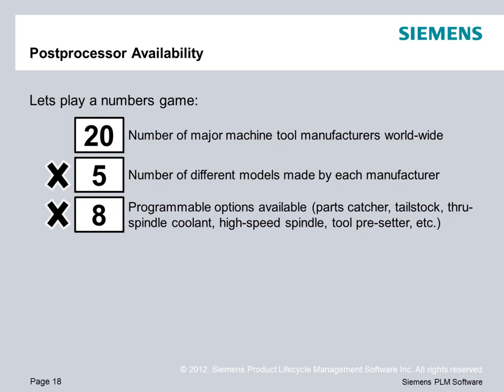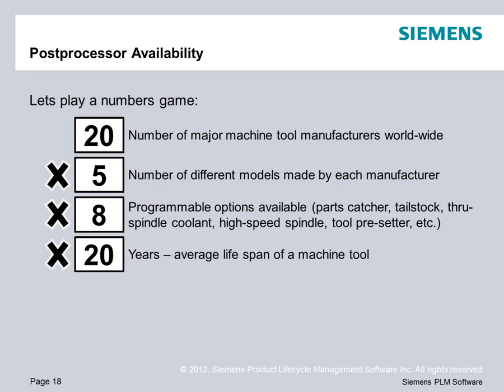Furthermore, let's say that each of those 5 machine tool models that they sell has 8 programmable options. So maybe it's a parts catcher or a tailstock, maybe it's a high-speed spindle, maybe it's vibration detection. There's all kinds of different options that machine tool manufacturers sell, and they have value. So let's say that there's 8 of those. And now let's say that the average lifespan of a machine tool is 20 years. Some last longer, some don't last as long, but we'll say that the average is 20 years.